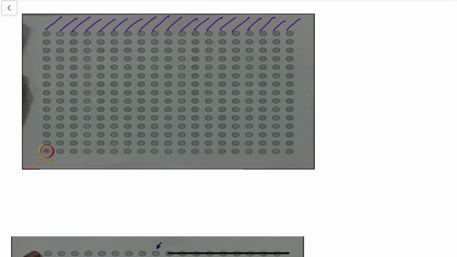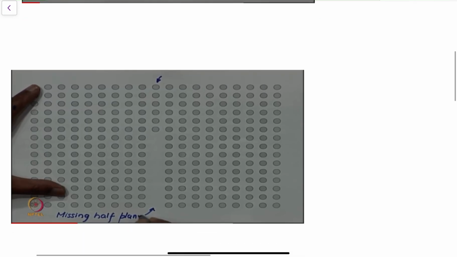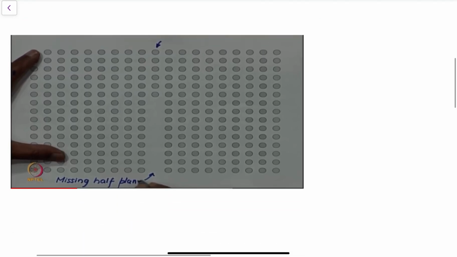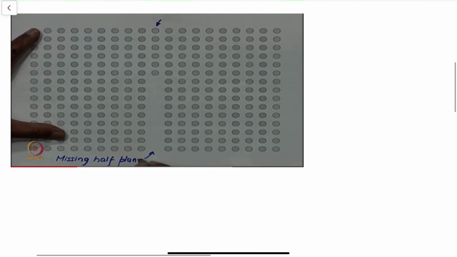And in this, I am deleting one plane of atoms. See, I am deleting this half plane of atoms. Let us see what happens. If you delete that half plane, you will get a half plane of atoms here. So this one half plane here is missing. So this is called the missing half plane. Okay, this is what happens.